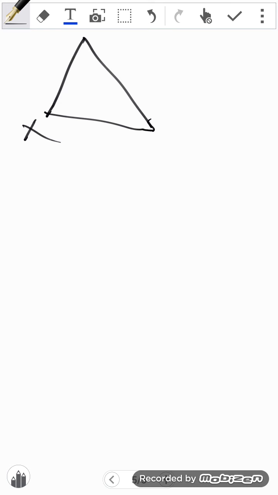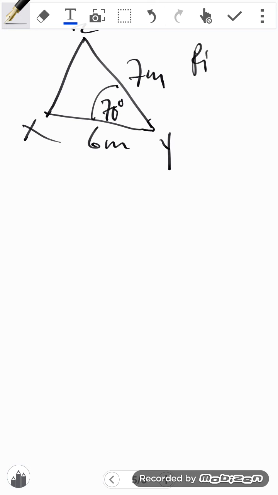Let's look at another example. Let's say you have X, Y, and Z. So you have maybe 6 meters and 7 meters, and the angle 70 degrees. You've been given the two sides, and you'll be asked to find the other side, because given two sides and an angle at the middle, you'll be finding the other side. The missing side here is XZ. So you'll be told to find XZ.